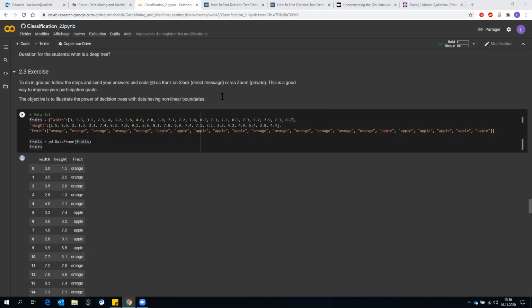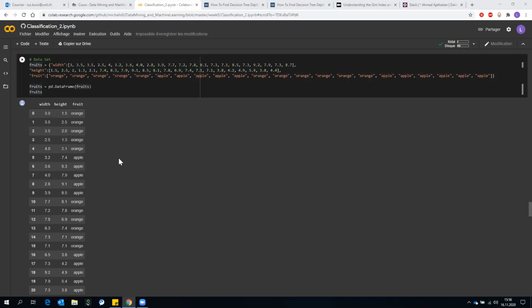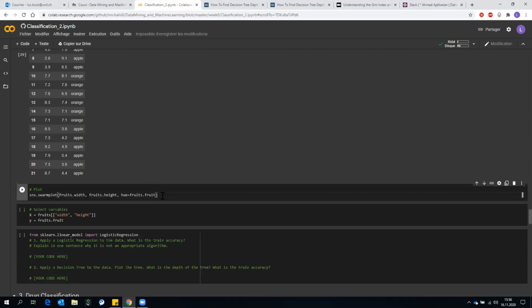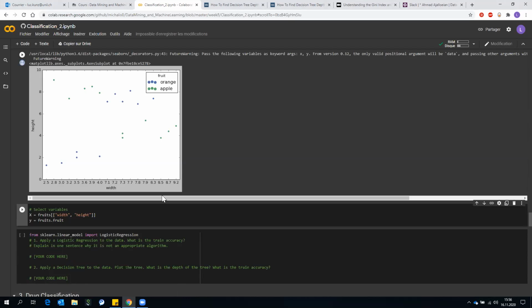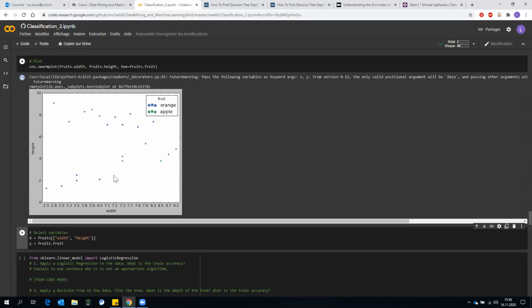So the data we have, we want to classify some fruits as orange or apple, based on width and height. If we plot this, we see that it would be great to have a nonlinear algorithm, because if we want to draw a line here, this doesn't work very well. So maybe one line here, a second line here, and a third line here. Non-linear would be better.